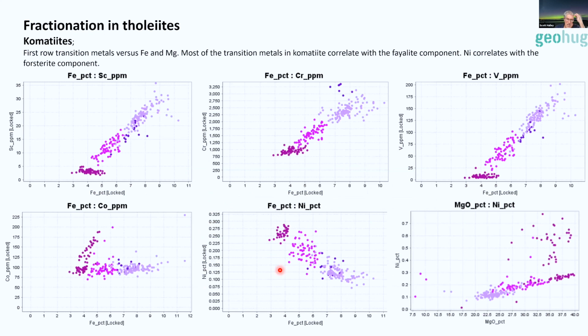If I take a subset of komatiites from a different data set, look at the correlation between scandium and iron, chrome and iron, vanadium and iron. All of these siderophile elements are highly correlated with the fayalite component of the olivine, whereas nickel goes down with iron, but it goes up with magnesium. So nickel behaves differently to all the other transition metals.